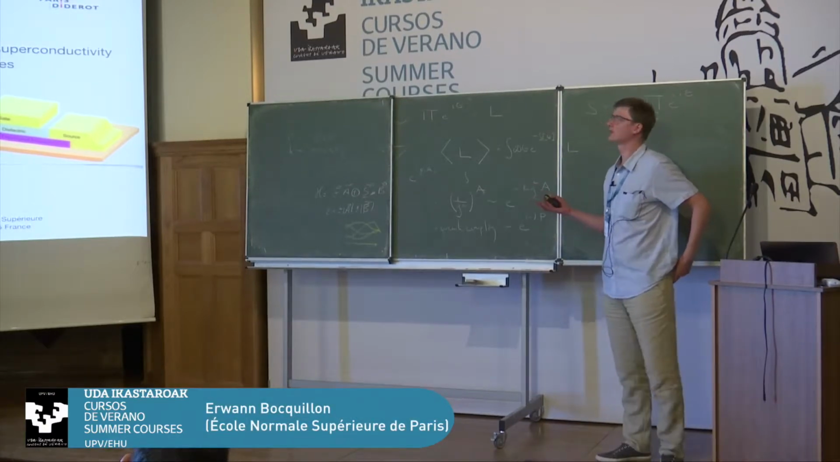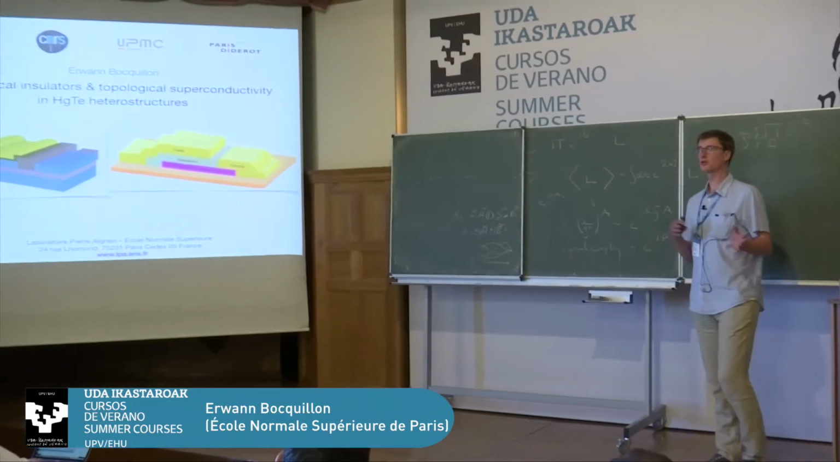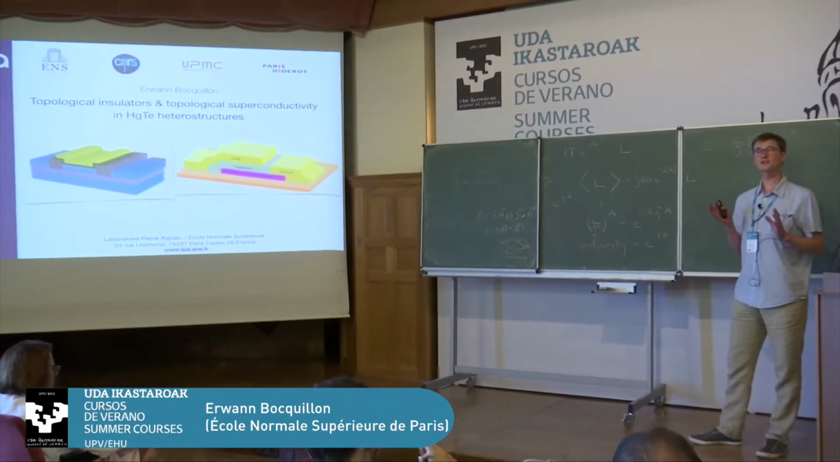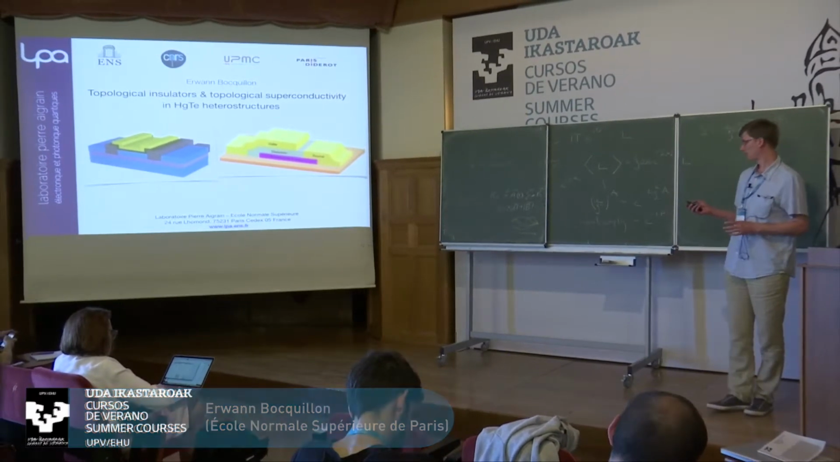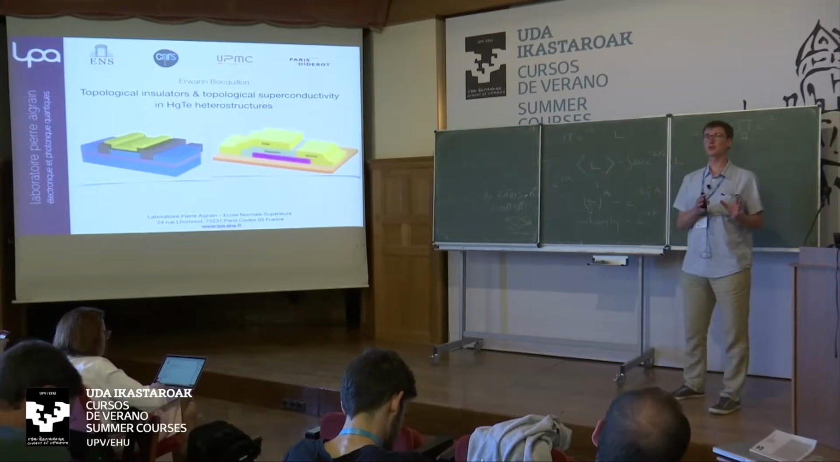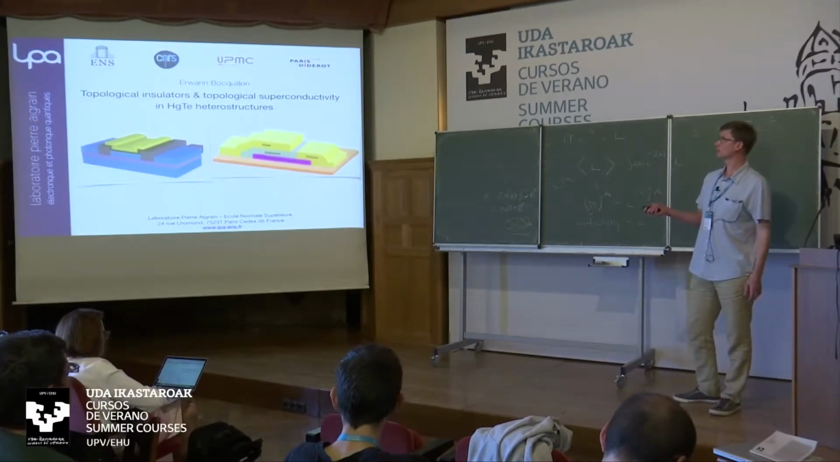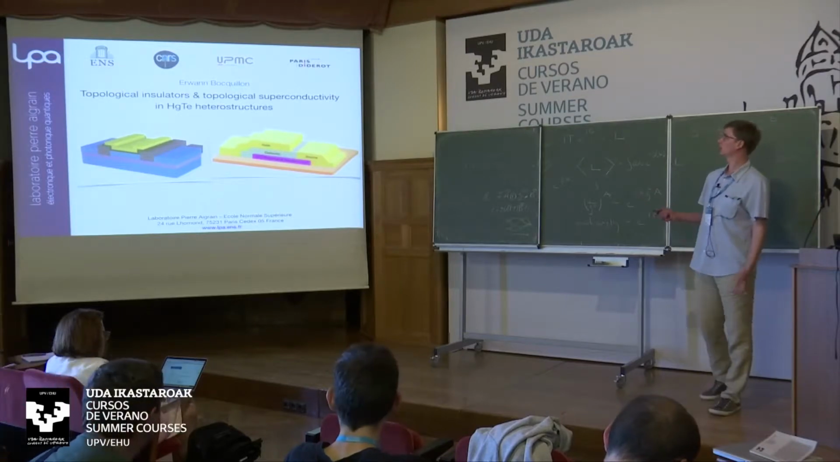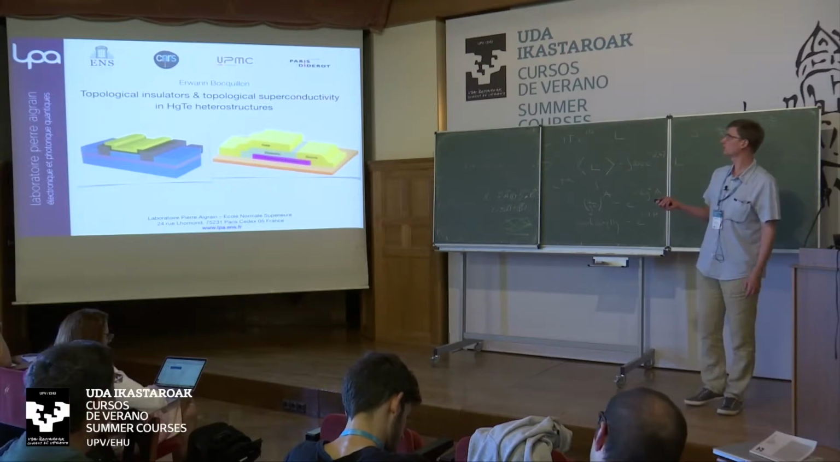So this year I decided to split the lectures in two independent parts that will focus on two types of devices that want to investigate two different effects. The devices are made to be as simple as possible to study the two effects I will mention. So the first one is a Josephson junction, that will be used to probe topological superconductivity in mercury telluride.